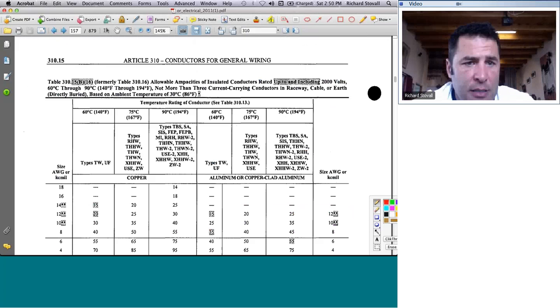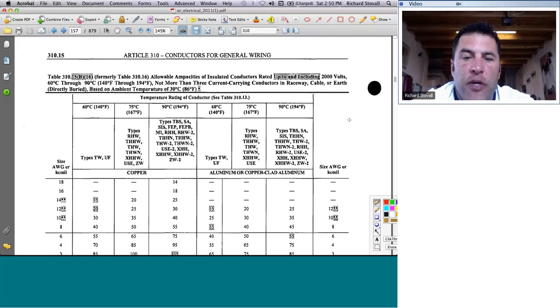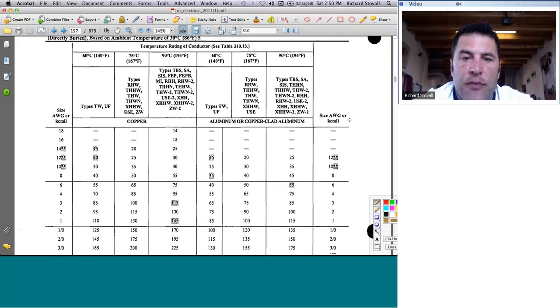Here we go. 310.15(B)(16), formally Table 310.16: Allowable ampacities of insulated conductors rated up to and including 2000 volts, for not more than three current-carrying conductors in a raceway, cable, or earth, directly buried, based on an ambient temperature of 30 degrees Celsius. Okay?